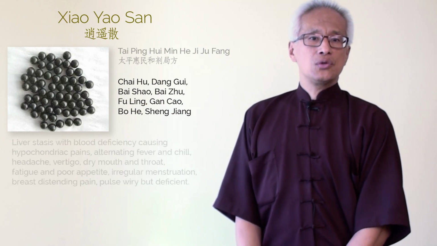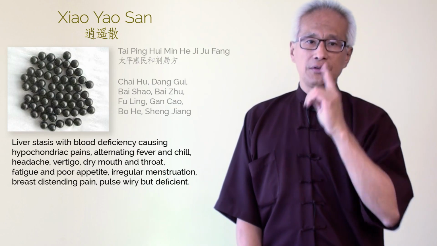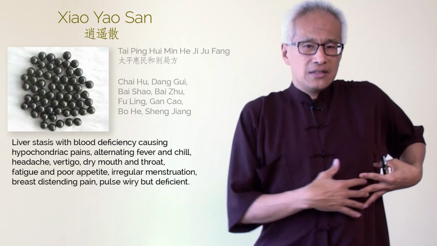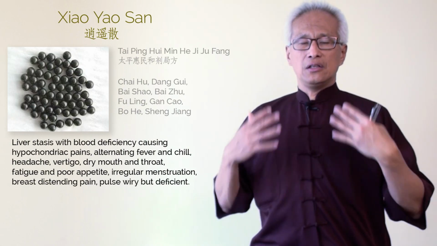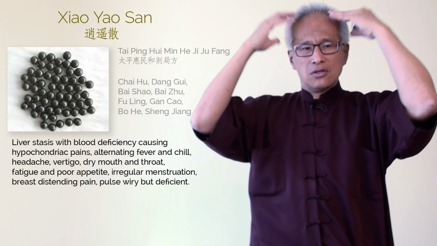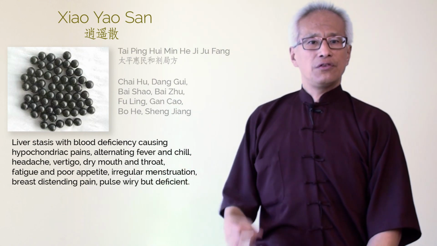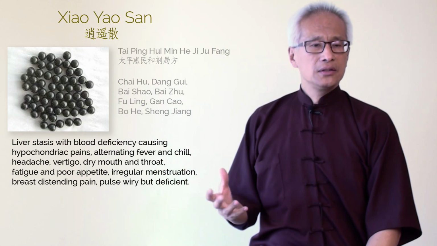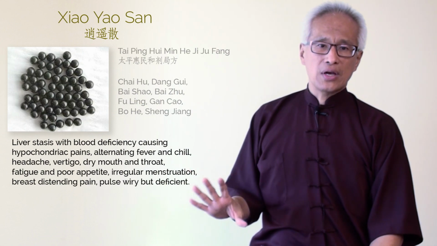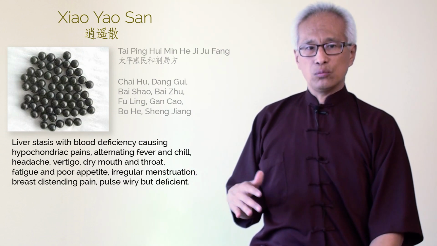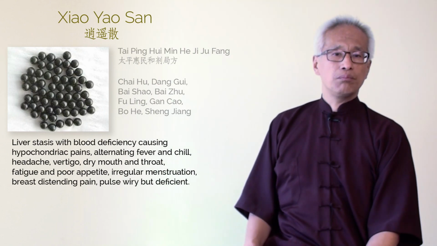And it's used for liver qi stasis with blood deficiency, causing hypochondriac pains on both sides, alternating fever and chill, headaches, vertigo, dry mouth and throat, fatigue and poor appetite, irregular menstruation, breast tenderness and distending pain, and when you have a wiry but deficient pulse.